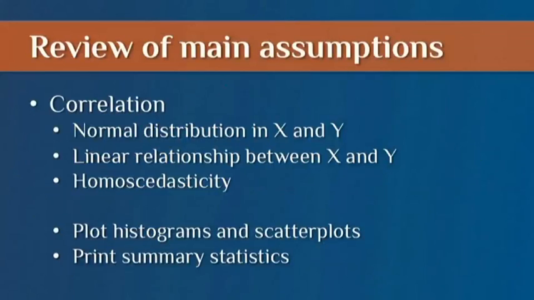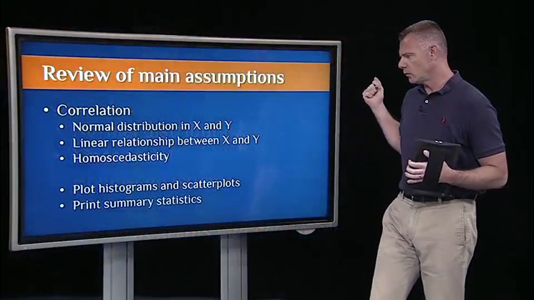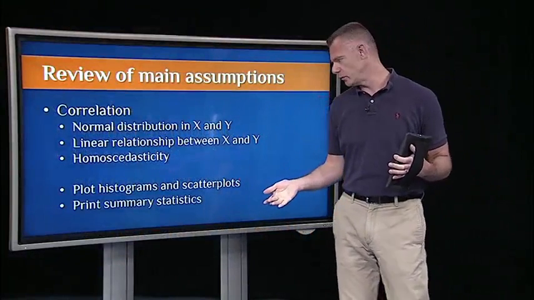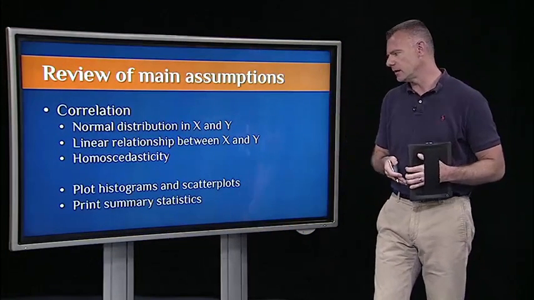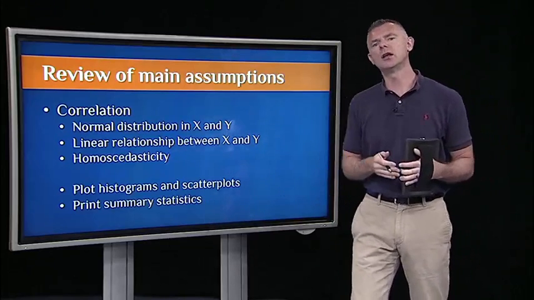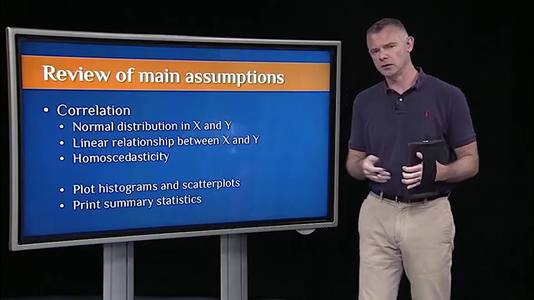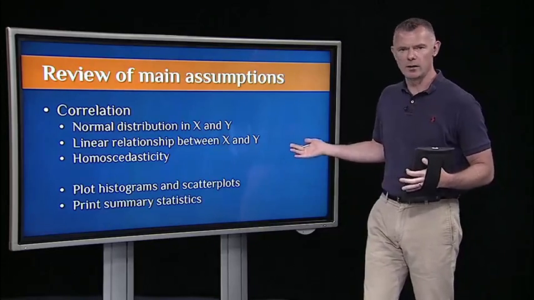So the main assumptions when we did correlation analysis were, one, a normal distribution in X and Y because we were looking at Pearson's product moment correlation, or that little r value. We assumed a linear relationship between X and Y, and we assumed homoskedasticity. And remember, the way to evaluate those assumptions, we looked at histograms to see if we had normal distributions. We looked at scatter plots to see if we had linear relationships and to evaluate homoskedasticity. And we could print the summary statistics and just look at the values of things like skew and kurtosis to determine if we had normal or non-normal distributions.